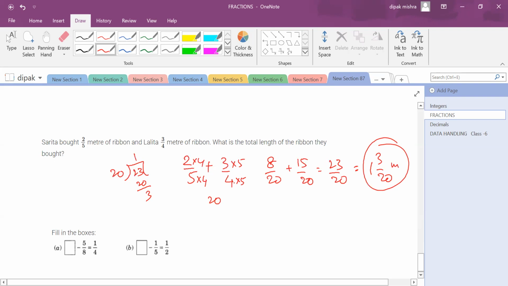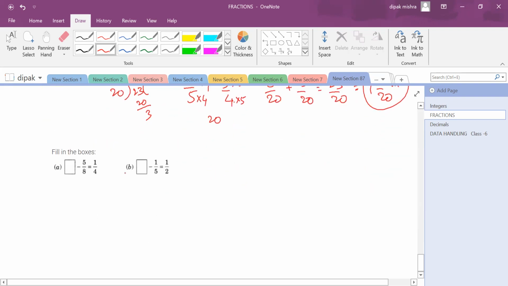Okay. Next question, please. If you see over here, what minus 5 by 8 is 1 over 4. So that box must be equal to 5 by 8 plus 1 over 4. Right? Why? Because what number minus 5 over 8 is 1 over 4? That means that number is more than 5 over 8 by 1 over 4. So that number is obviously 5 over 8 plus 1 over 4. So 1 over 4 can be made as 2 over 8. So 5 over 8 plus 2 over 8 is 7 over 8 is the answer.